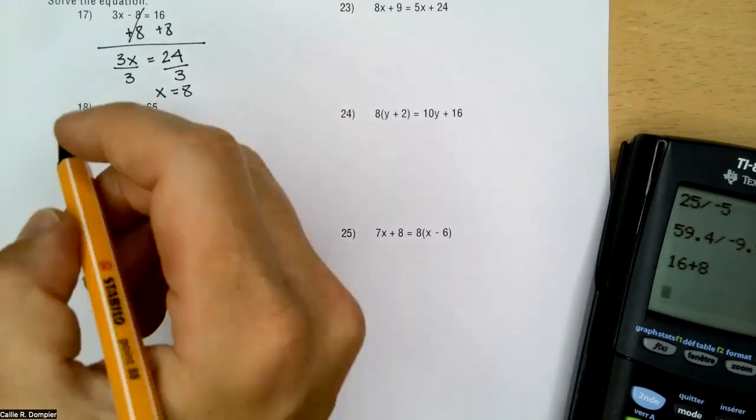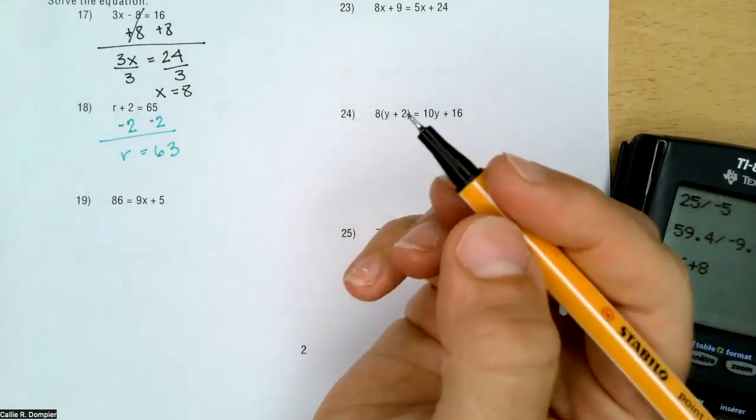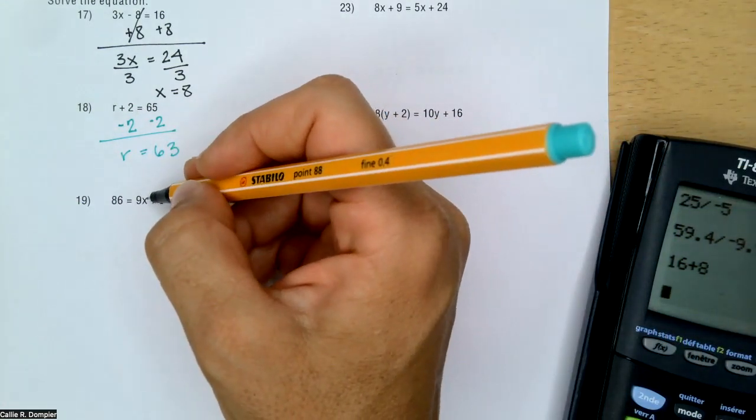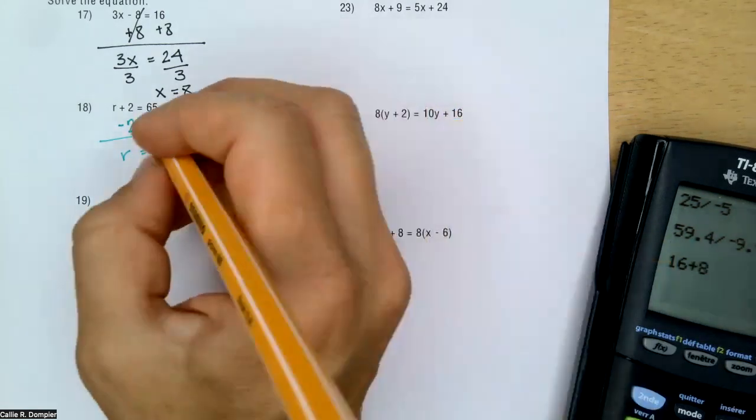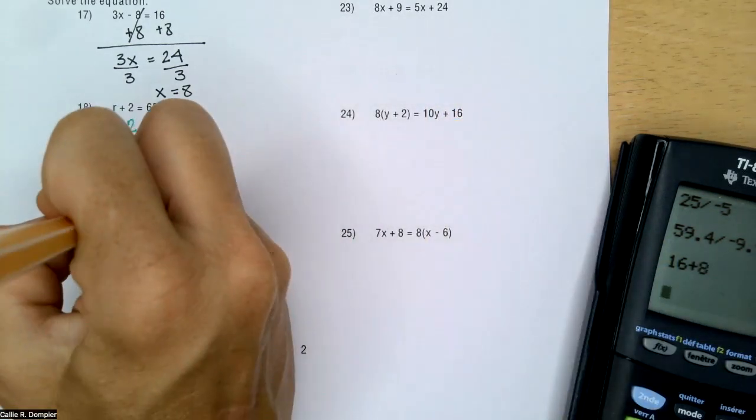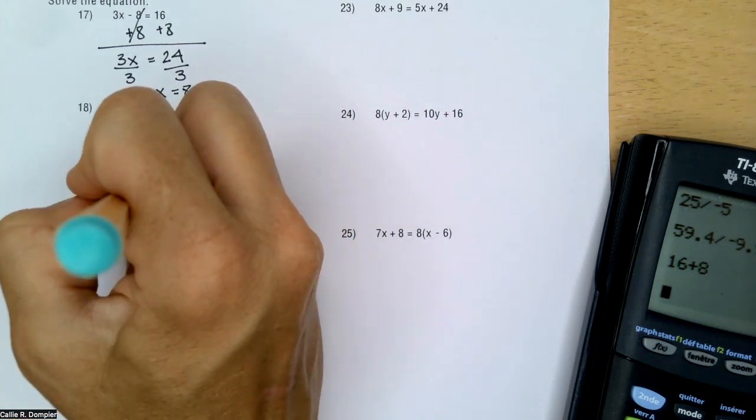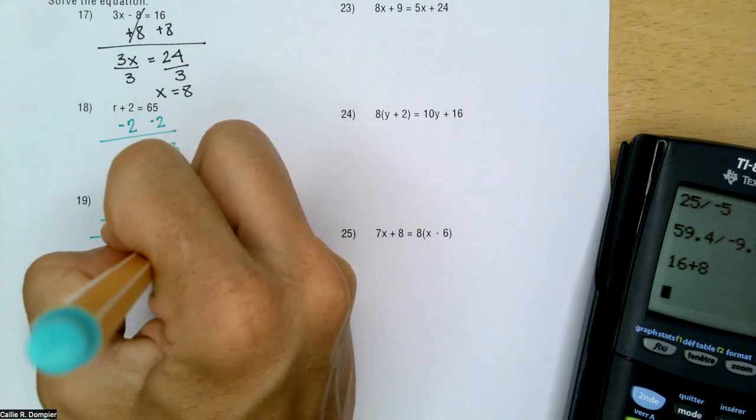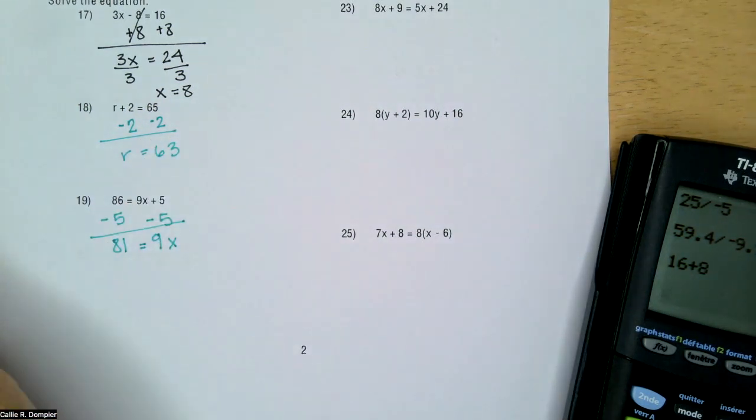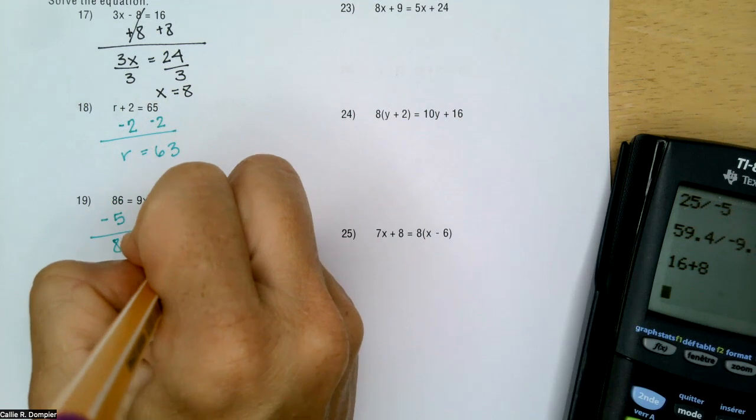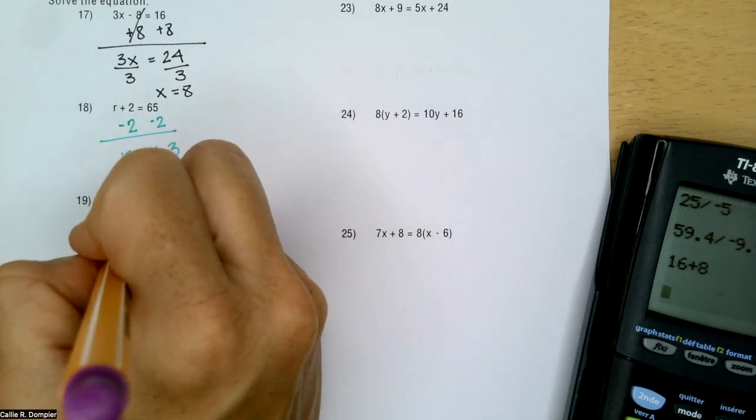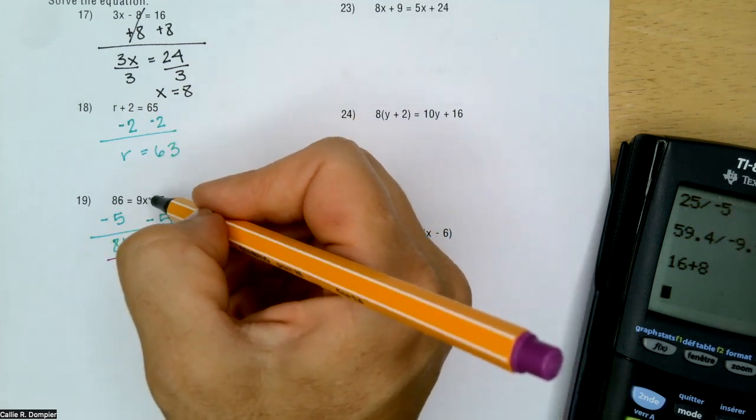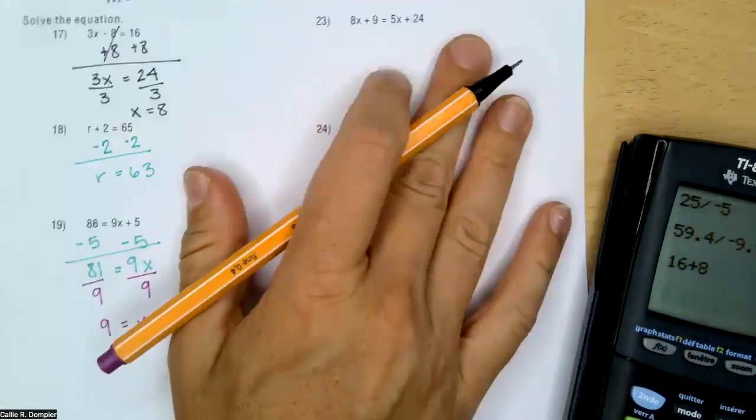Yes, good. 86 equals 9x plus 5. Again, the x is on the right, but it doesn't matter because the x is positive. So I would leave it on the right. You don't have to though. Subtract 5, subtract 5. 86 minus 5 is 81 equals 9x. Second step, x is being multiplied by 9. So we're going to divide it by 9. 81 divided by 9 is just 9. 9 times 9 is 81 plus 5 is 86. Yes. Okay.